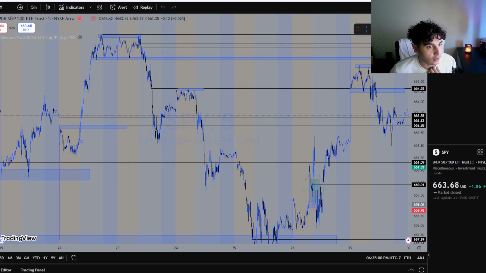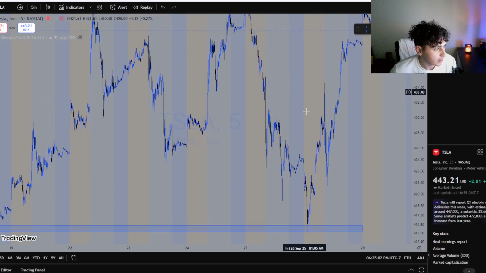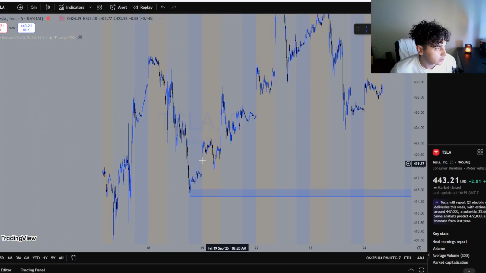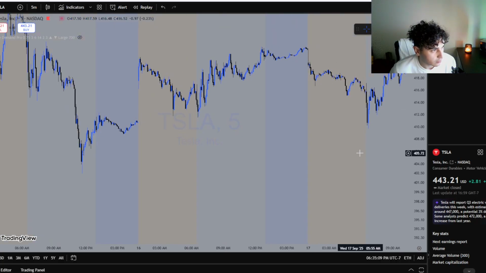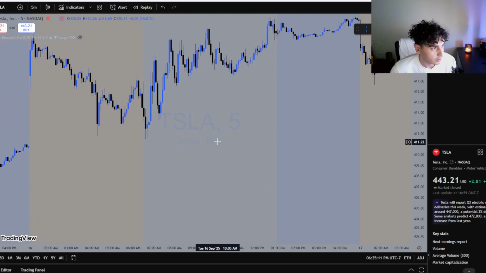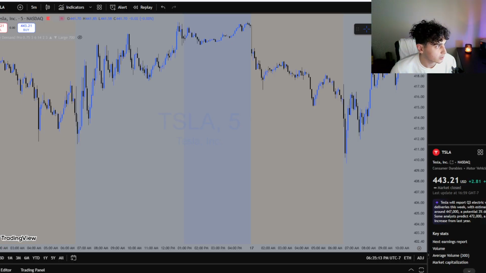Let's go back over to Tesla, and let's find that point in which we were just looking at, which is going to be right here. So boom. So back to everything we just said, we're going to want to mark out that wick. The bottom wick, since this is a demand, we're going to mark out the bottom wick, not the body, the wick.